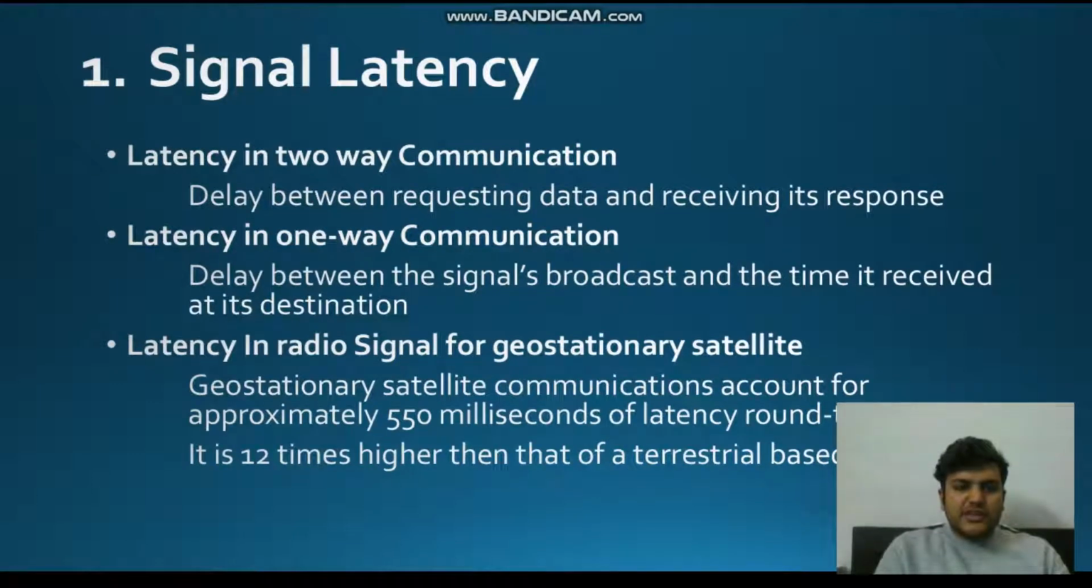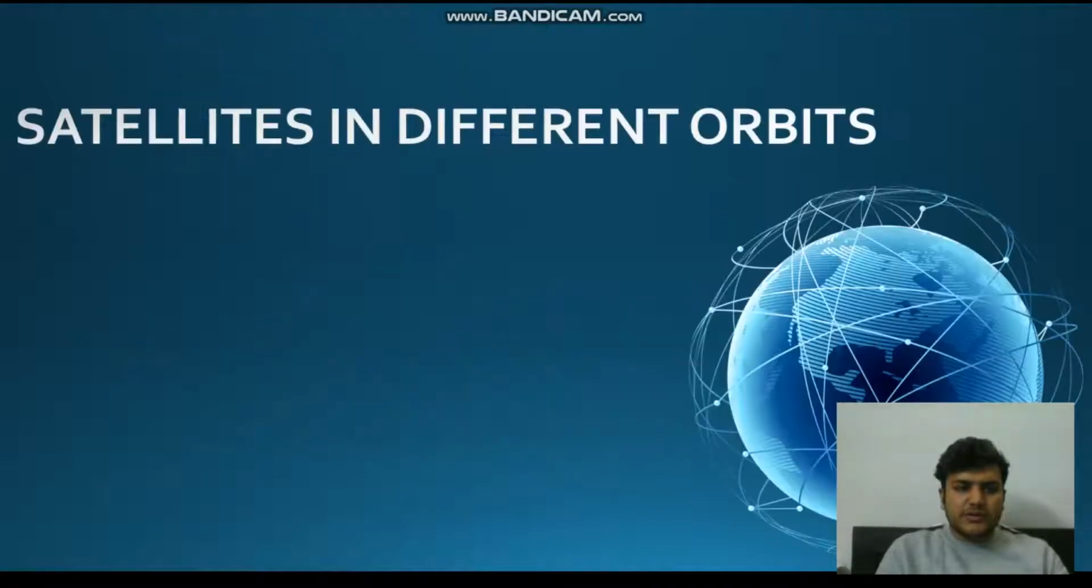So the first challenge we face in the communication is latency. Latency in two-way communication is the delay between requesting data and receiving its response. And latency in one-way communication is the delay between signal broadcast and the time it is received at its destination. Now, the latency in the radio signal for geostationary satellites: geostationary satellite communication accounts for approximately 550 milliseconds of latency round trip. It is 12 times higher than that of a terrestrial-based network.